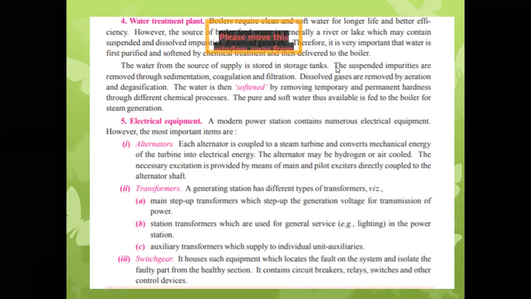Are you remembering now or not? If the number of turns on the primary and secondary of the transformer are equal, what does it mean? It will act as an isolation transformer. Yes or no?